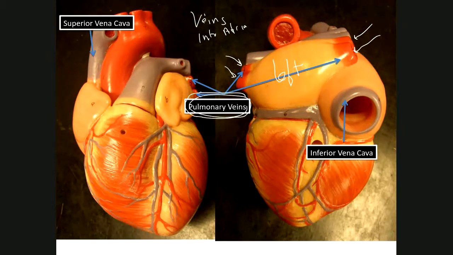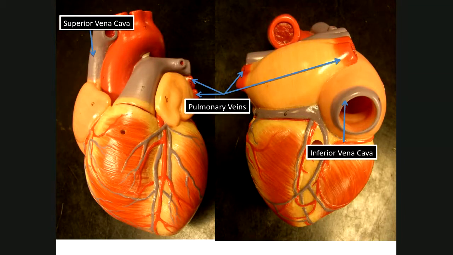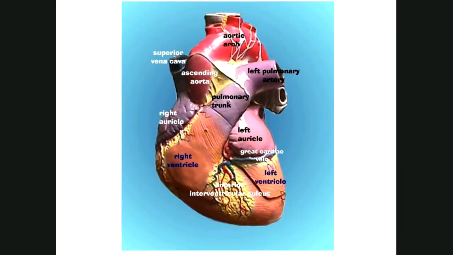If we look on the right side, here's the right side. There are 2 veins, one on the top, that's called the superior vena cava, and one on the bottom, that's called the inferior vena cava. So, same thing, but with the big one.